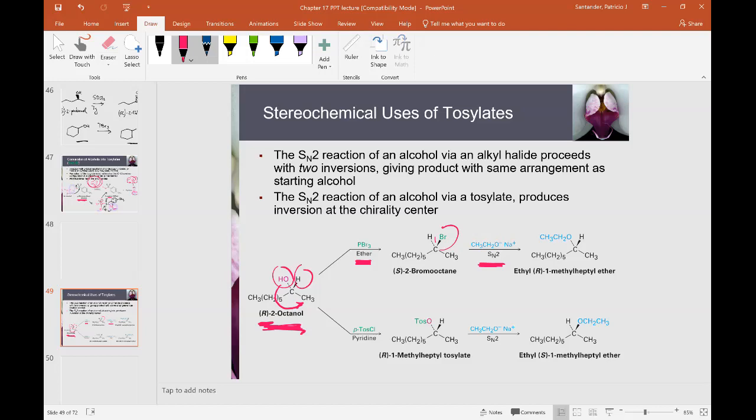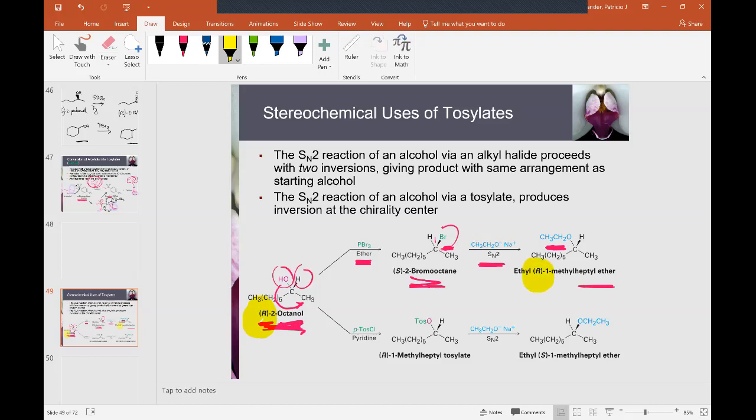I had an inversion first when I go from the alcohol to the bromide, and then I go through a second inversion when I go from the bromide to the formation of the ether final product. So the bromine was pointing to me, now the ethoxide is pointing away from me. So the overall process, I'm going from the R configuration to the R configuration in the final product because I had two inversions, right? Two inversions is equivalent to a retention of the configuration.